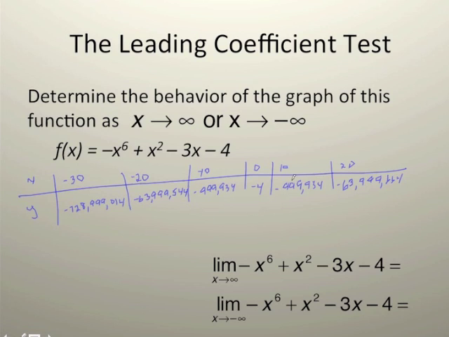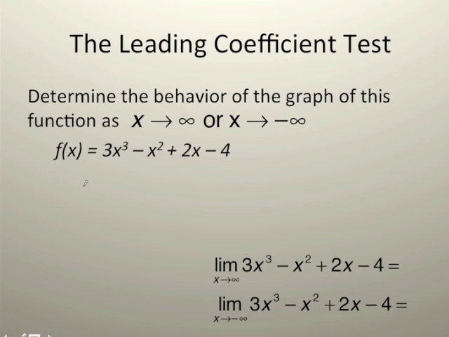But it does appear here as x is going to infinity, it appears that y is going to negative infinity. So the limit as x goes to infinity of negative x to the 6th plus x squared minus 3x minus 4 is negative infinity. And as x is going to negative infinity, it looks like y is also going to negative infinity.